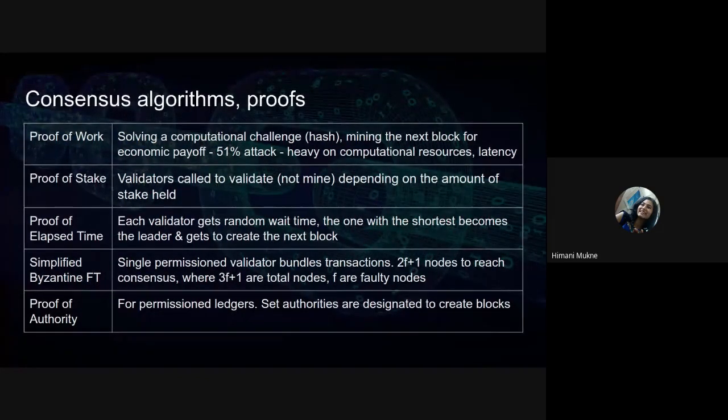And lastly, we have proof of authority. It is a very popular consensus algorithm in permissioned blockchains and permissioned ledgers, where a set authority is given the task of creating blocks, of admitting blocks. There are designated roles. That's again something that we'll see in the working of Hyperledger Fabric when we get there. Yeah, and so let's move to the next slide.